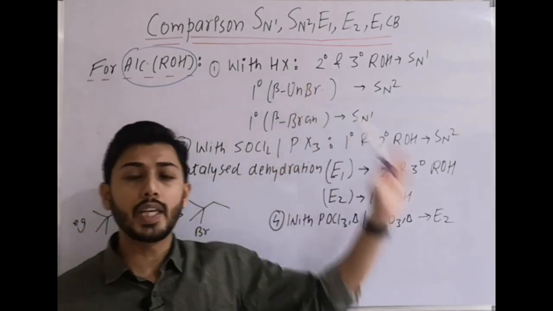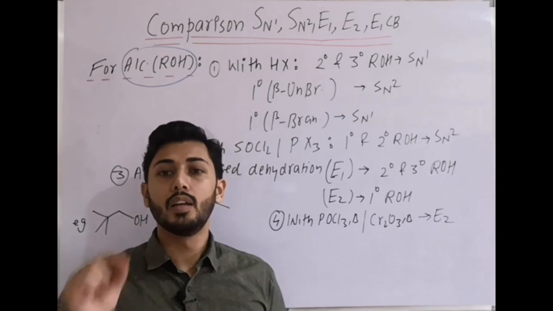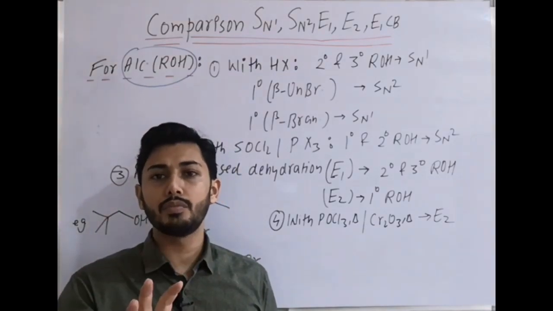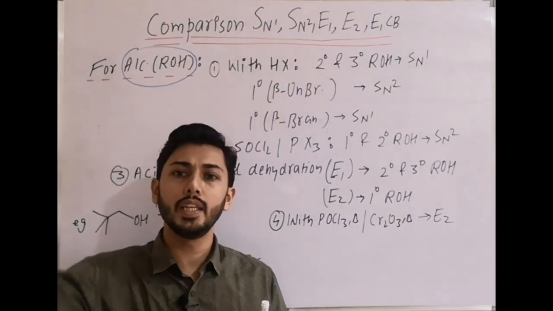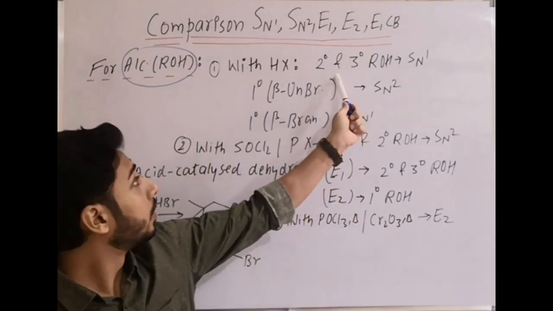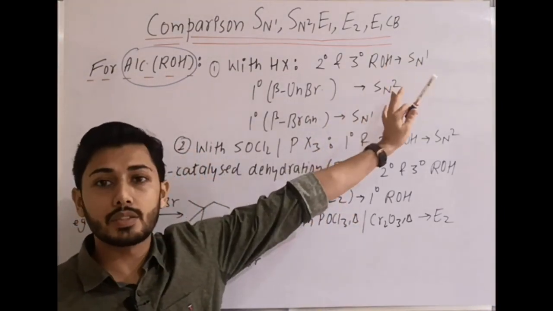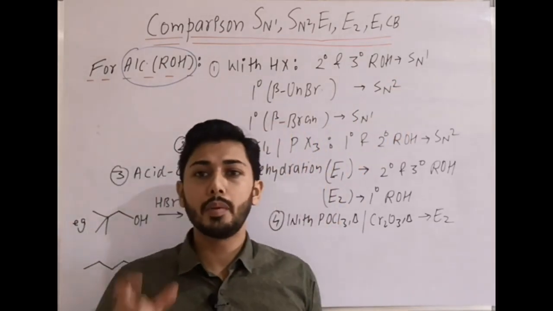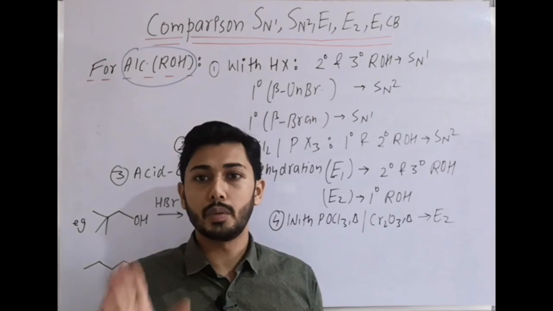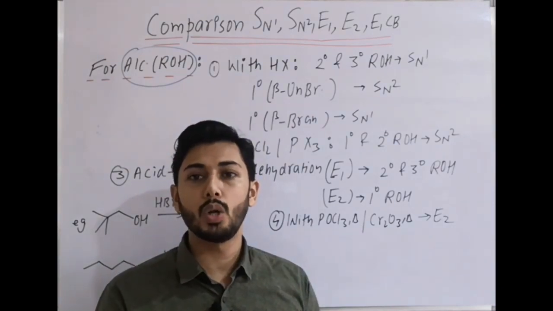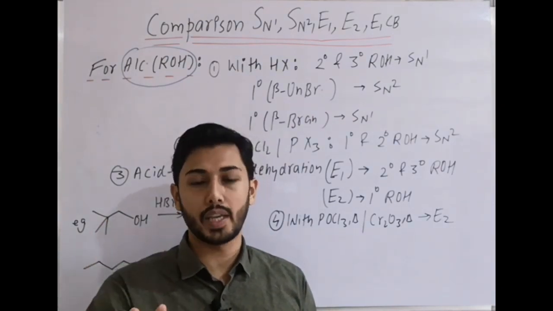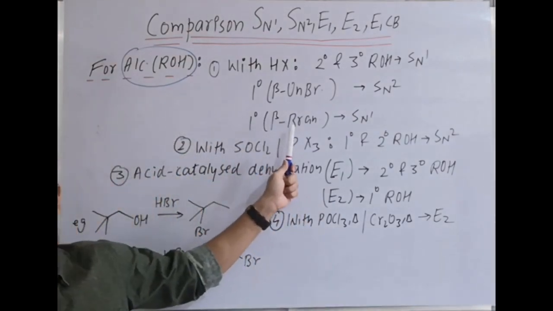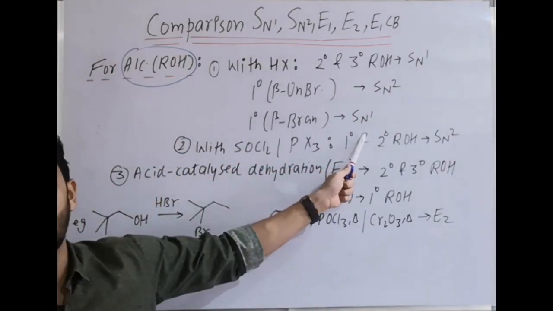With HX, if secondary and tertiary alcohols are there, the mechanism follows SN1. That means carbocation is formed, rearrangement is possible, and then the nucleophile will attack. Secondary, tertiary alcohol, clearly SN1. An important point is that a beta-unbranched primary alcohol goes for the SN2 mechanism, SN2 product. If primary with beta branching is there, then the SN1 mechanism is followed.